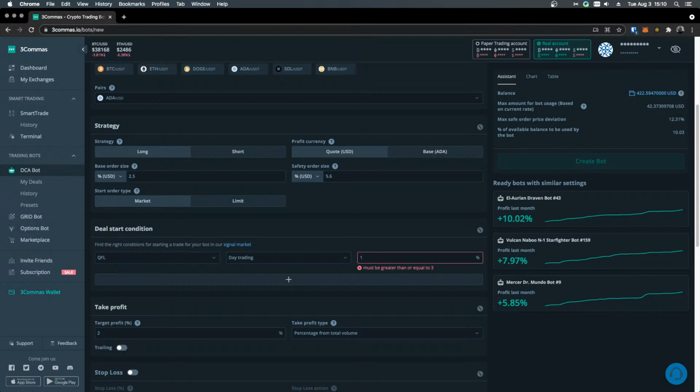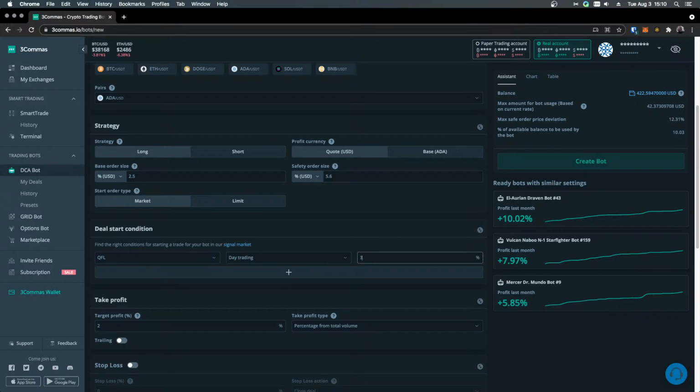Oh, it won't let you do 2. So they make you go 3. That's okay. There we go. We learned something, folks. Live coding. So QFL needs a minimum of 3% input to do something.